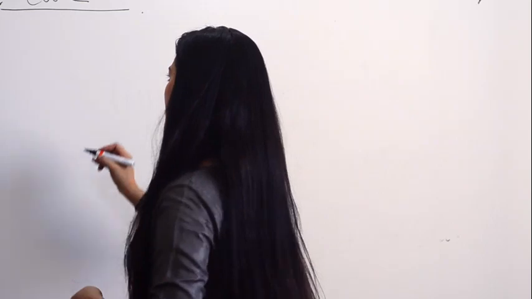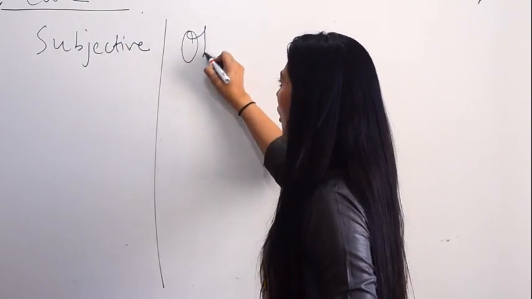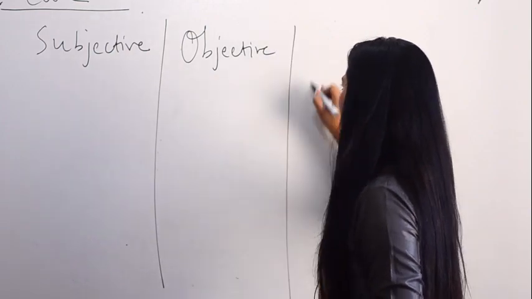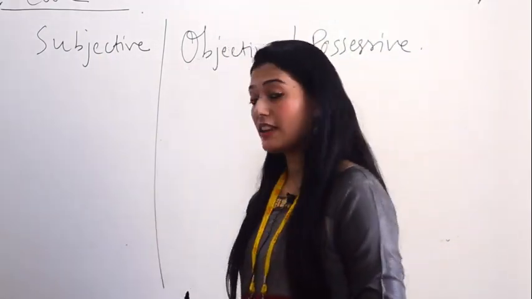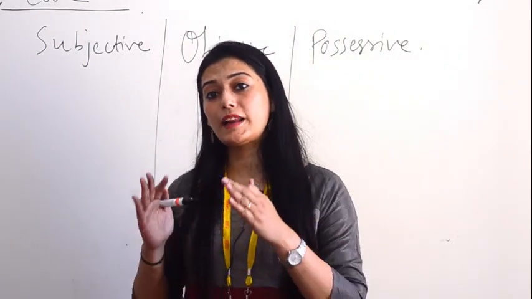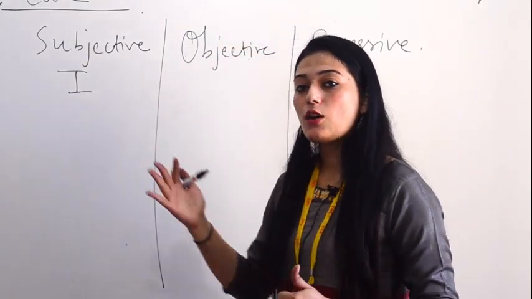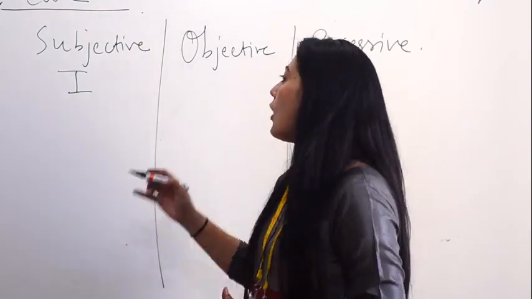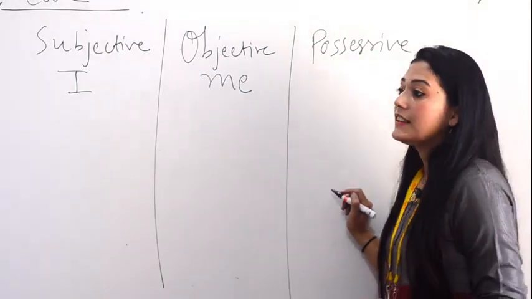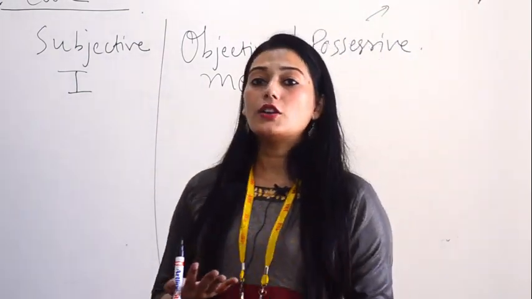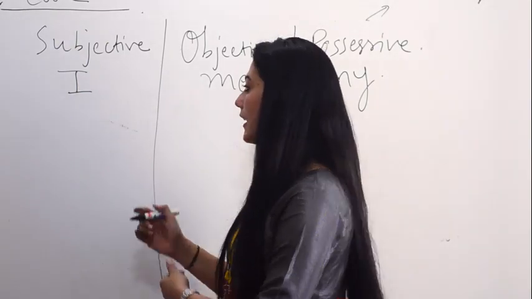There are 3 types of case: subjective, objective and possessive. Now what is subjective case? Subjective case is when a noun or pronoun is used in place of the subject in a sentence. For example, I. When the same noun or pronoun is used in the object place or treated as an object in a sentence, it is called objective case. And possessive case shows possession or ownership over something. Now let's understand with examples.